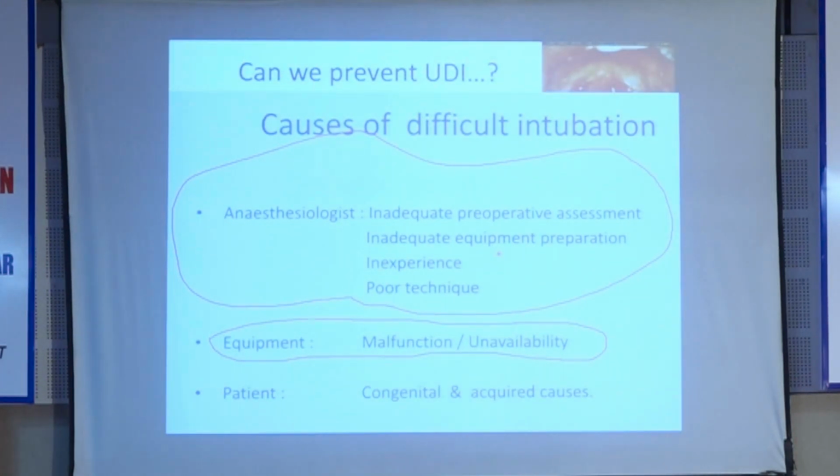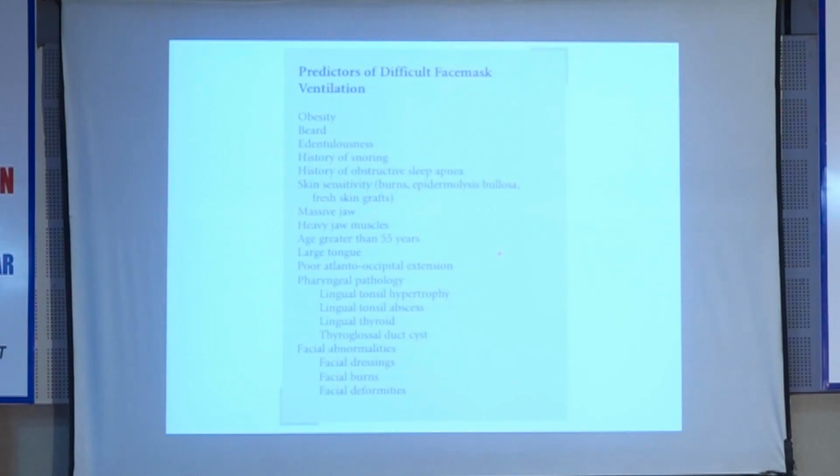Equipment check is very, very important. Many times, in a simple standby case, the patient suddenly starts desaturating, you try to grab the laryngoscope, and you come to know that the laryngoscope light is not working. So, if you remove these two causes, you are removing most of the causes of unanticipated difficult intubation. It is very, very important. You must remove these two causes when you are practicing anesthesia.